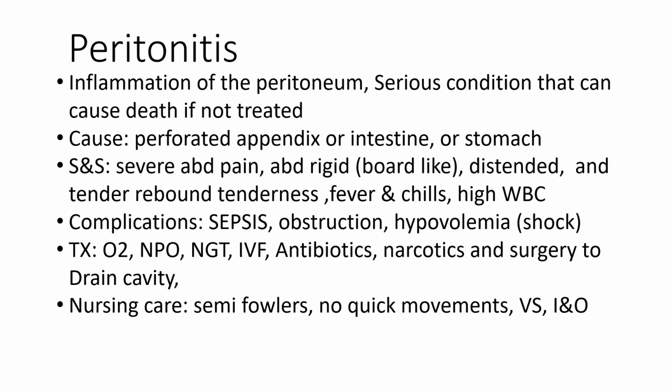Peritonitis is an inflammation of the peritoneum. It's a serious condition that can cause death if it's not treated. The cause includes a perforated appendix or intestine or stomach perforation. Signs and symptoms include severe abdominal pain. The abdomen becomes very, very rigid and board-like. It's distended. There's rebound tenderness, meaning that you press in, you come back, and it hurts. Incredible pain. Fever and chills. High white blood count. Peritonitis, dangerous beast.